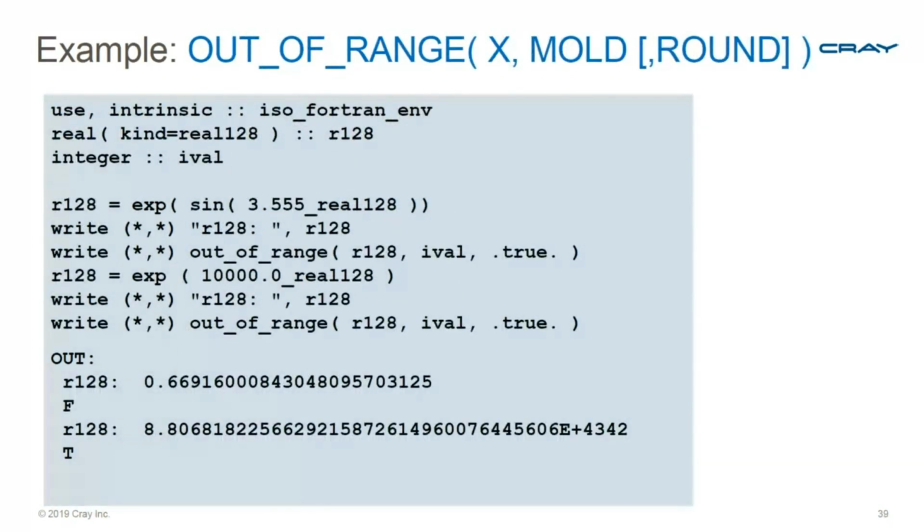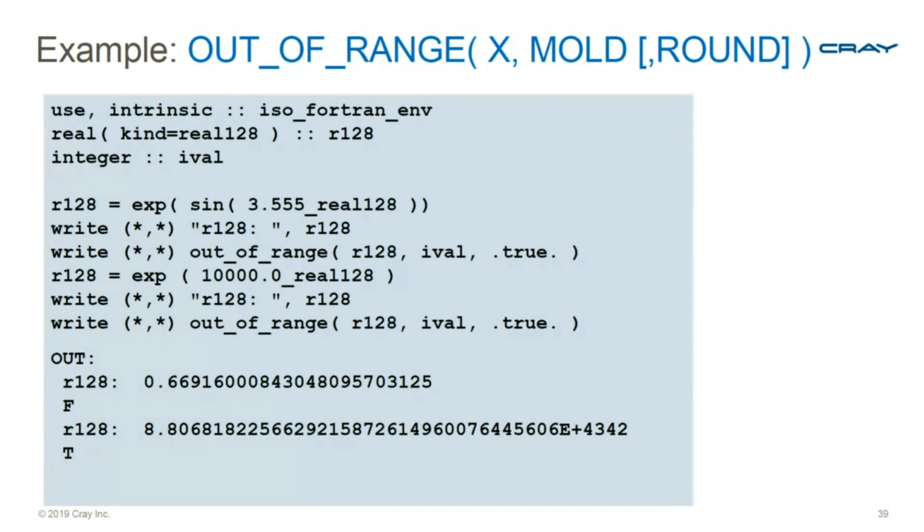Okay, so out of range. This is an intrinsic that tells you, should you want to convert a real to an integer, can it be done, or would you be out of the range of the integer? Here's an example where I've declared a real with an actually supported kind value. That means it's got 128 bits. So I've declared a real of R128, and I set it to be the exponent of sine of some number, so that's clearly bounded to not be very big.